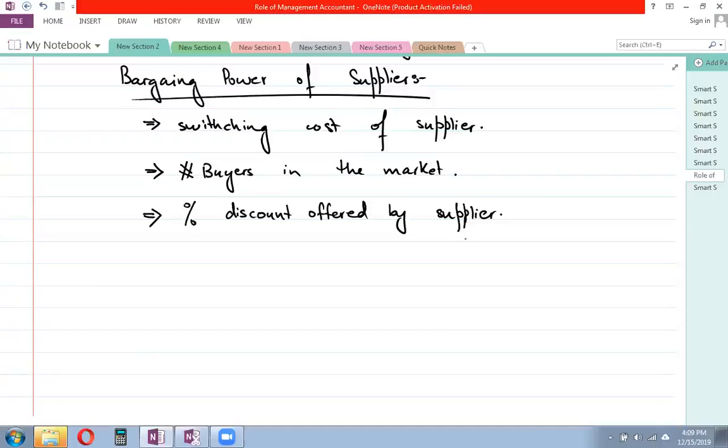That would mean that your supplier is actually very much dependent on you, right? So the bargaining power of the supplier will be low. The number of the buyers in the market, we sometimes cannot measure it, that how many players are in the market, right? We sometimes may not have this information. Then the next one is bargaining power of customers.